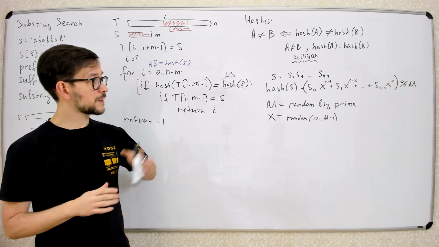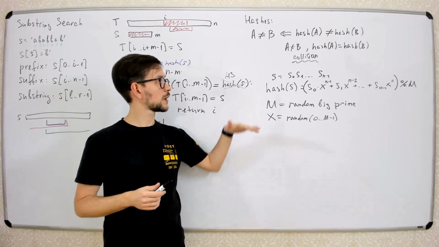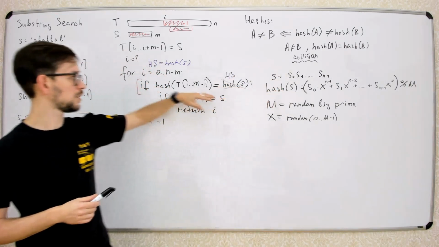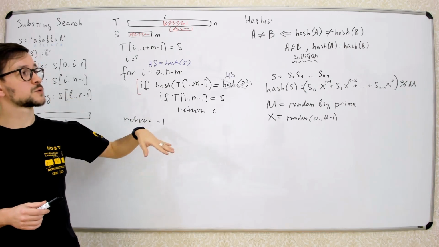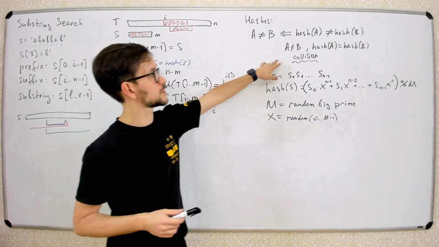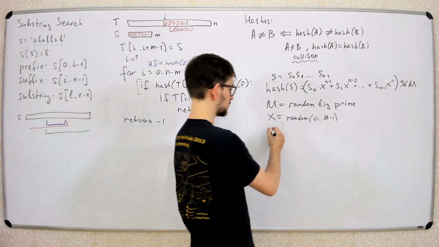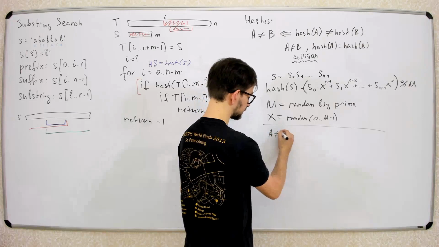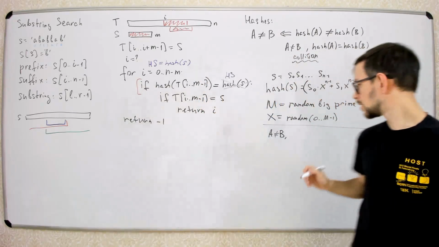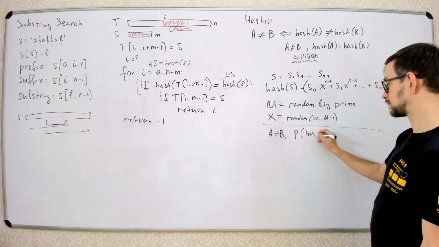Now, I claim that these hash functions will solve both our problems. It will have a small number of collisions, and it will be easily recalculated here. Why will the number of collisions be small? Consider two different strings. What is the probability that the hashes will be the same?